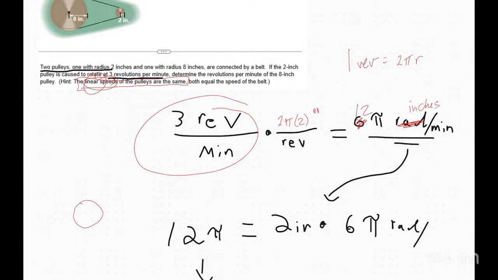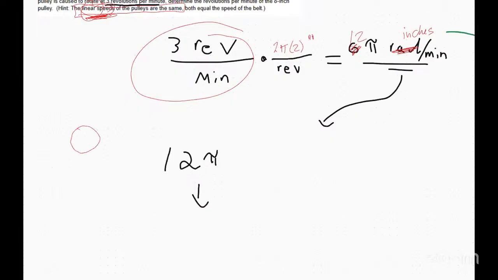See, that's what we're trying to do. We're trying to convert it to linear speed, and then take the linear speed that we have and convert that to angular speed for the other pulley. You know what I'm saying? Does that make sense? So this is 12 pi inches per minute. And now let's convert that back to revolutions per minute for the other pulley.